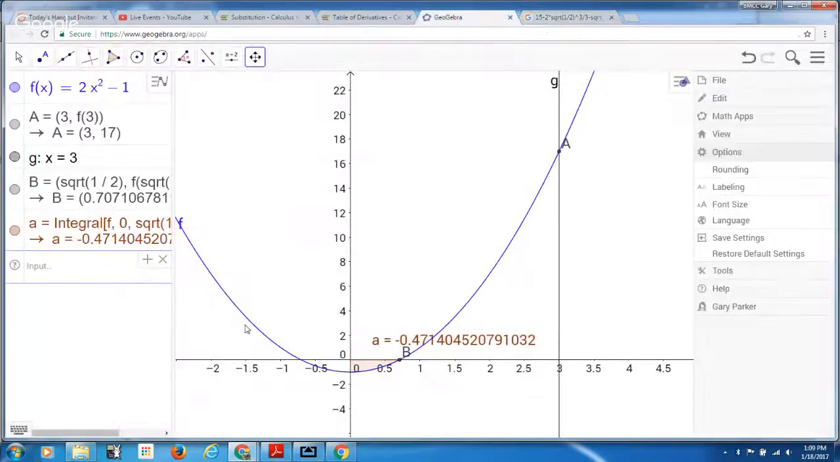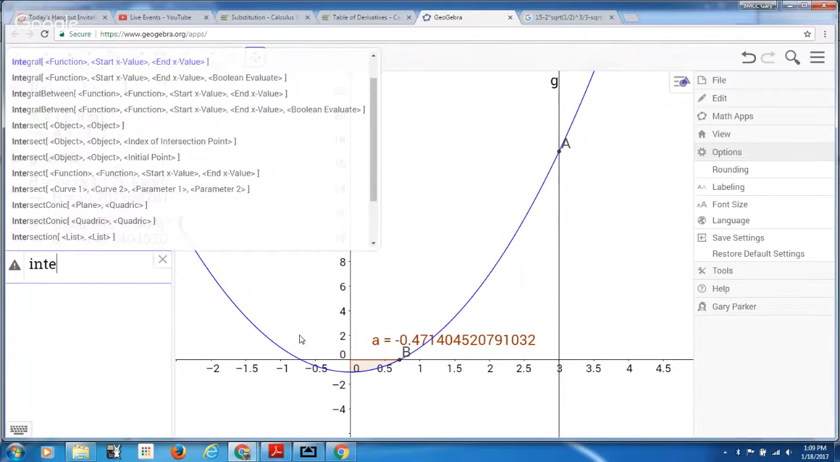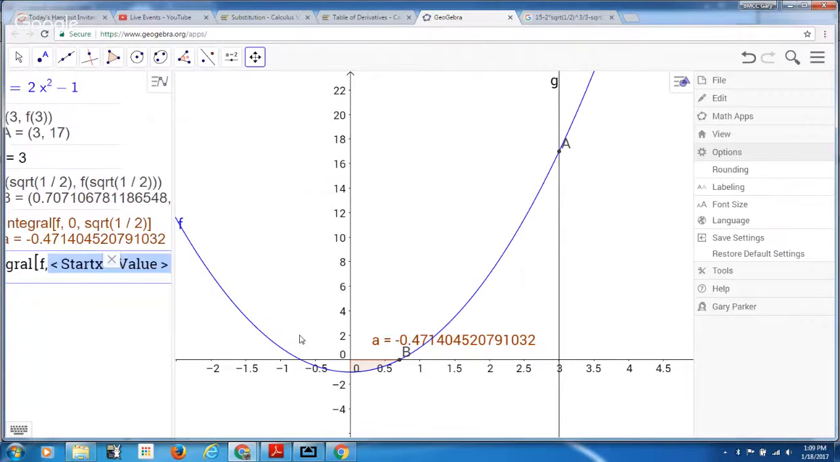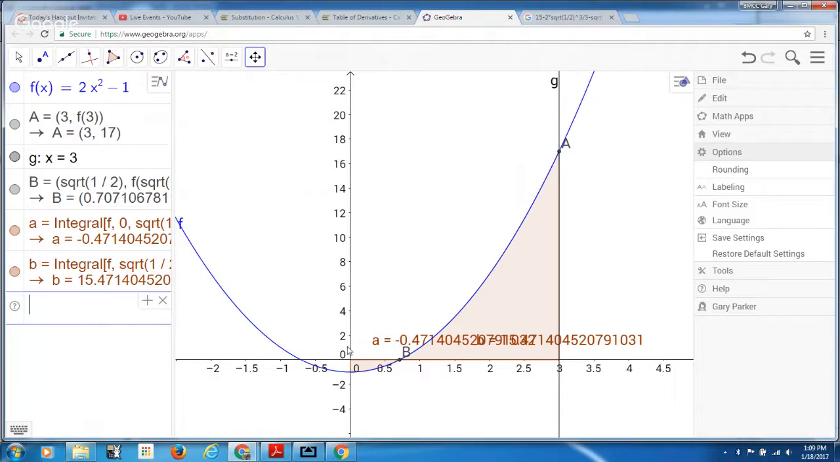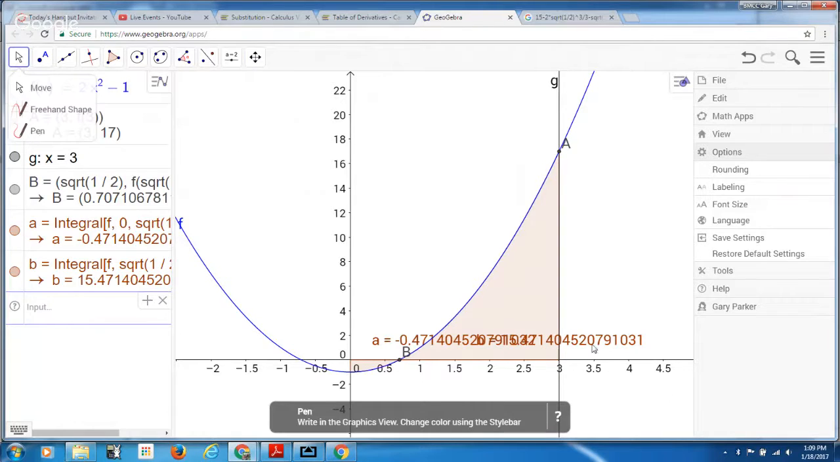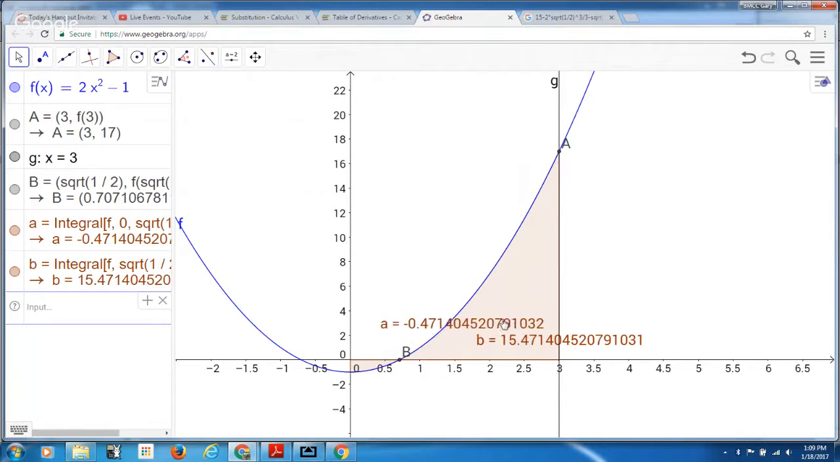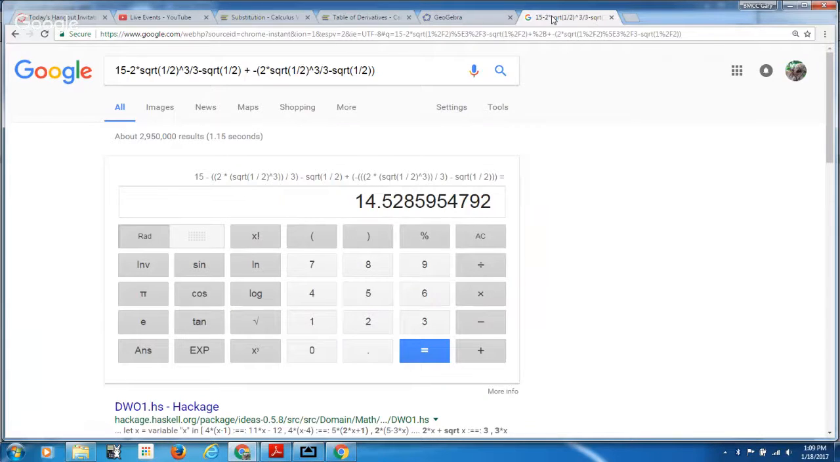So just double checking in GeoGebra, if I also find the integral option of f from the square root of 1/2 to 3, separate those so they're not overlapping. That's A. Okay, so B is 15.47. So if we add another 0.47 on top of that, that should give me what I calculated over here. Oh shoot, I went the wrong way. I got an error somewhere.